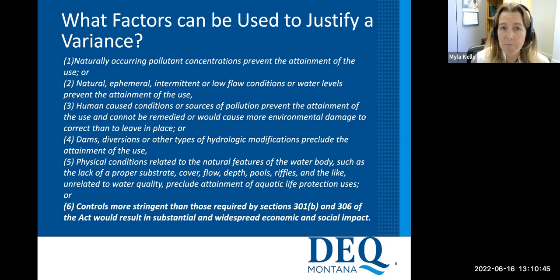The third is if there are human-caused conditions or sources of pollution that are preventing the attainment of that use and that it can't be remediated, or it would cause more environmental damage to correct than to leave in place. The fourth are dams, diversions, or other types of hydrologic modifications that are precluding the attainment of the use. The fifth are physical conditions related to the natural features of the water body, such as a lack of proper substrate, cover, flow, depth, pools, riffles, and the like, unrelated to water quality, but they're nonetheless precluding the attainment of aquatic life protection uses. And the final is that meeting the water quality standard would result in substantial and widespread economic and social impact. And so that is something that Mike will talk about in a few minutes.